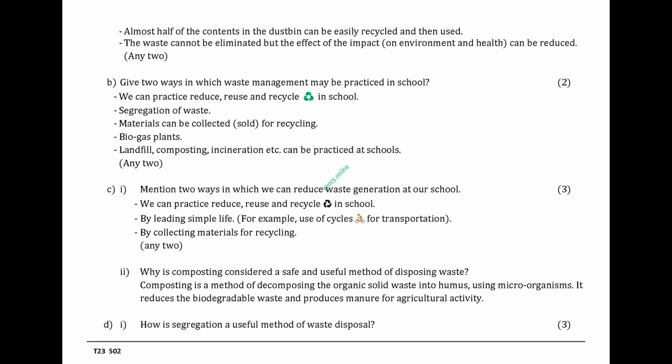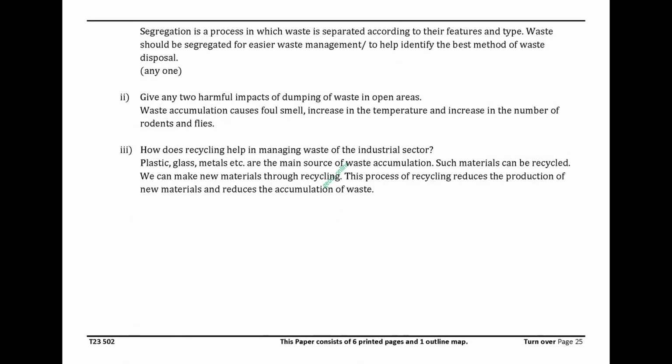Any 2. Why is composting considered a safe and useful method of disposing waste? Composting is a method of decomposing the organic solid waste into humus, using microorganisms. It reduces the biodegradable waste and produces manure for agricultural activity. How is segregation a useful method of waste disposal? Segregation is a process in which waste is separated according to their features and type. Waste should be segregated for easier waste management, to help identify the best method of waste disposal.